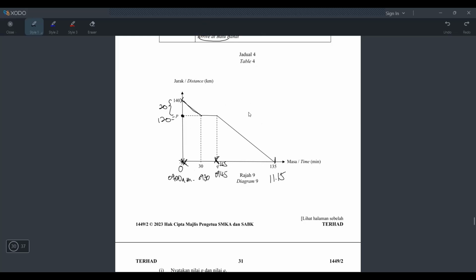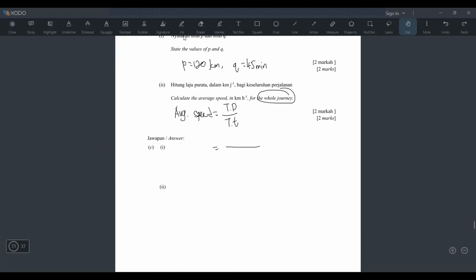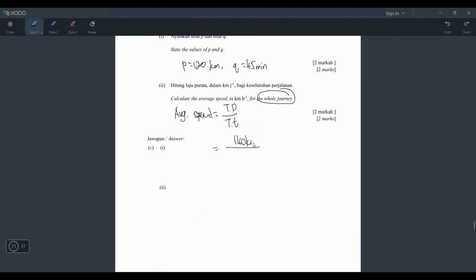Okay, the total distance will be 140. Let me break it down. The first 30 minutes, the first half an hour, he has moved 20 kilometers here. But then here rest, so here move 0. And then what about here? Here keep moving. And then move how much? 120 kilometers. So total move 140. Yeah. So the total is 140 kilometers. And then what about the total time in hours? Because they want kilometers per hour.